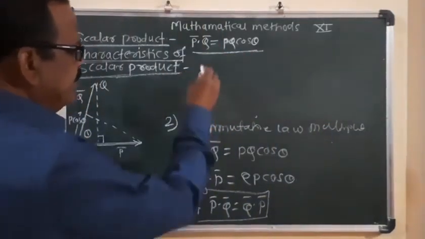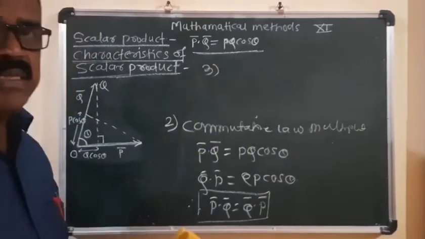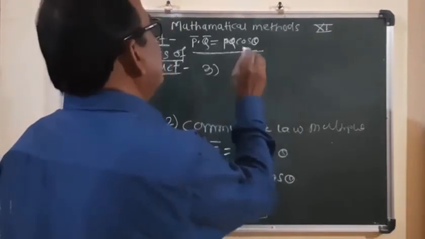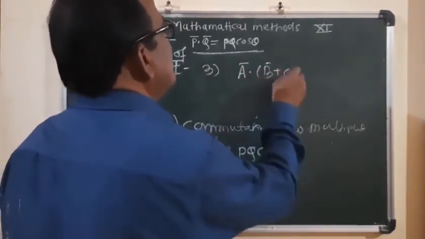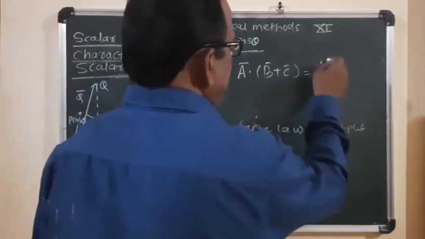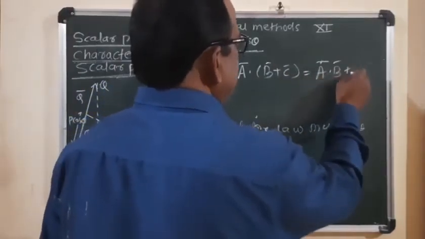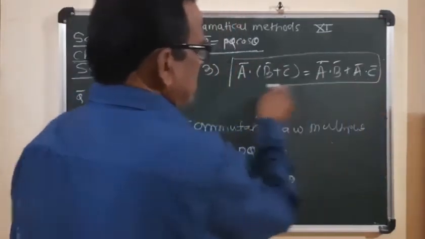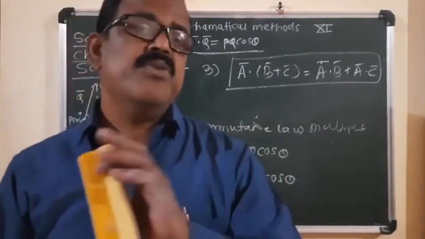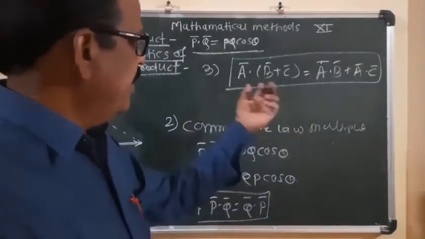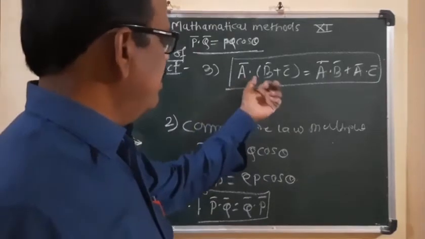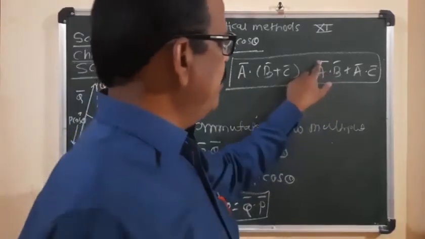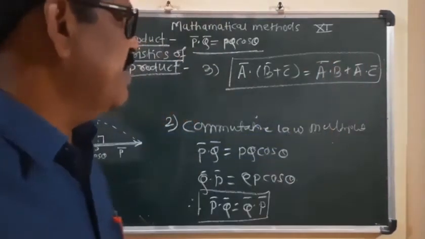Third characteristics, scalar product obeys the distributive law of multiplication, that is, a bar dot b bar plus c bar is equal to a bar dot b bar plus a bar dot c bar. This law is called as the distributive law of multiplication. We have considered here three vectors, a bar dot b bar plus c bar in bracket is equal to a bar dot b bar plus a bar dot c bar.